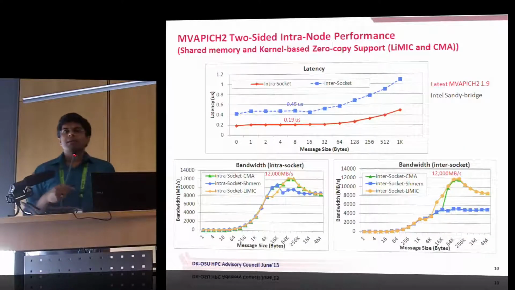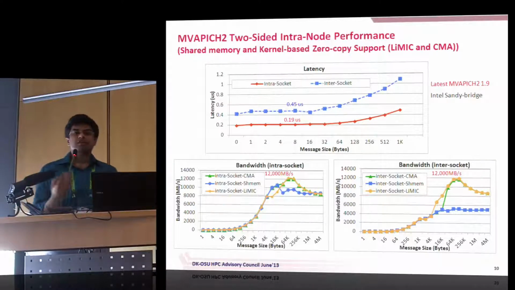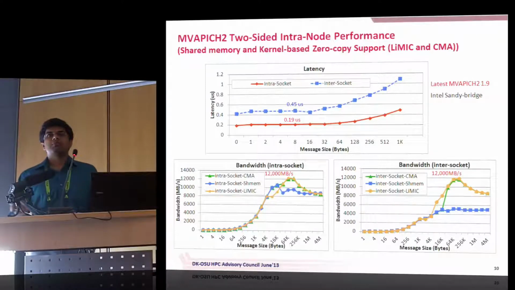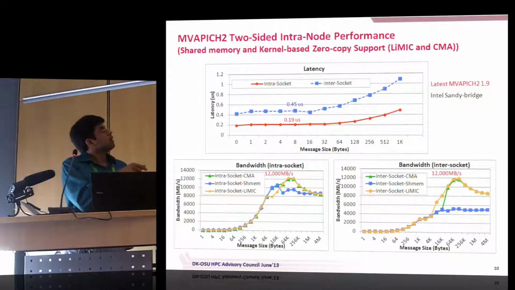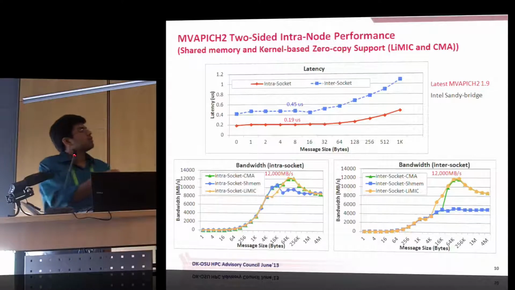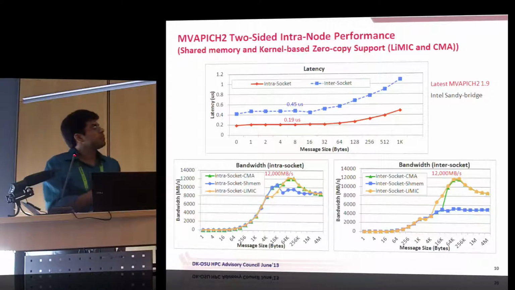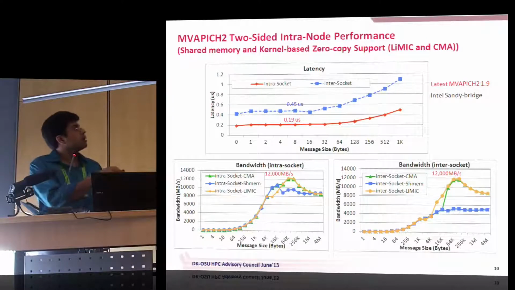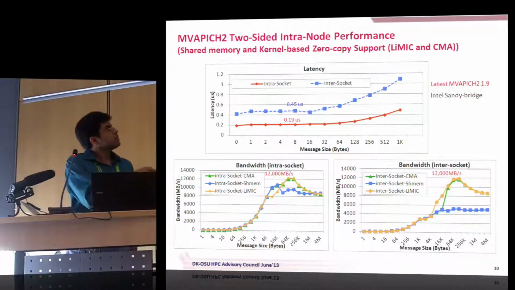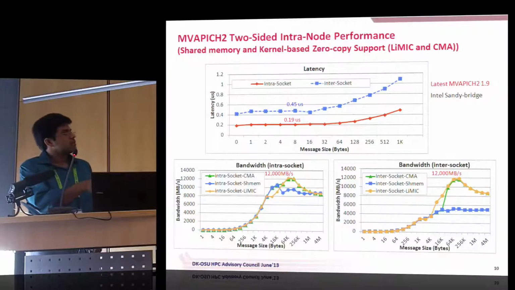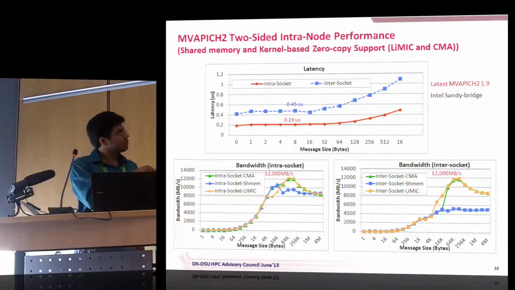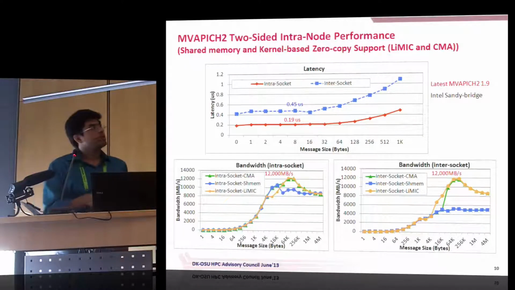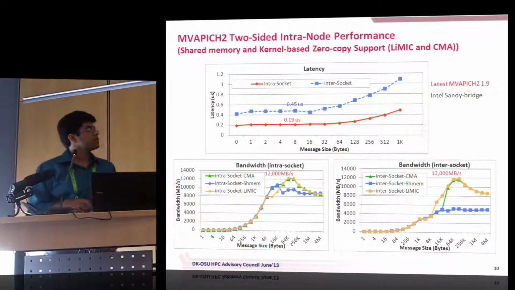We also made significant improvements to our intranode communication mechanism. Most of the supercomputing systems today are multi-core. Here we see the improvements that we have made to our shared memory-based communication. If you look at the time taken for intra-socket as well as inter-socket communication, these are the latency numbers and these are the bandwidth numbers, taken using the latest MVAPICH2 1.9 release on Intel Sandy Bridge systems.